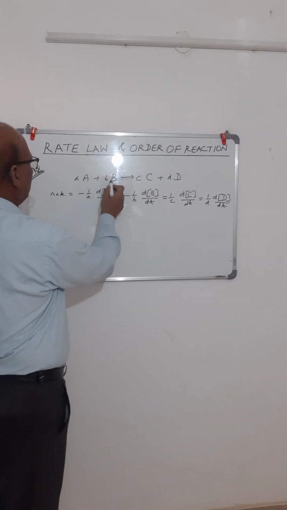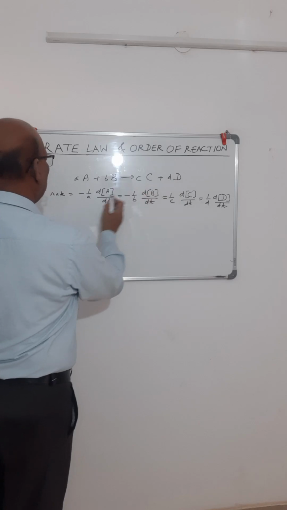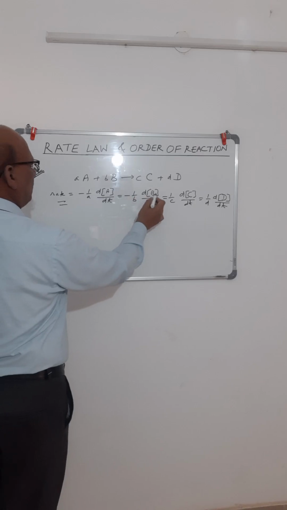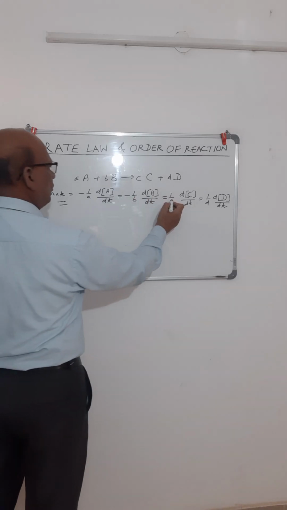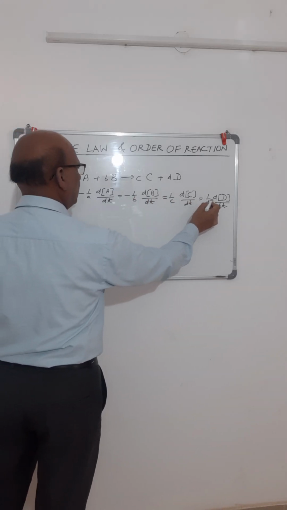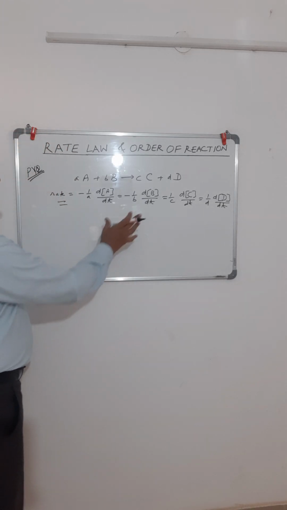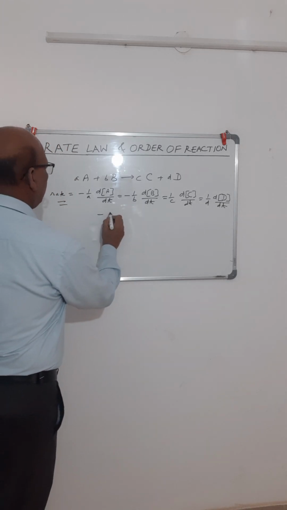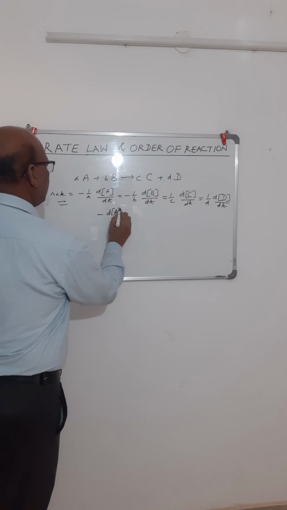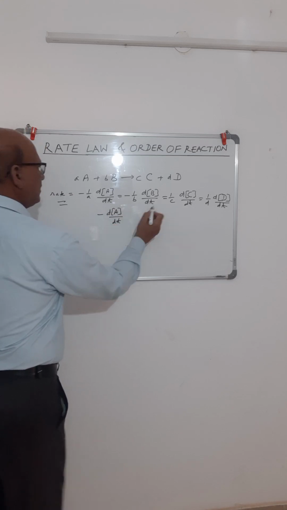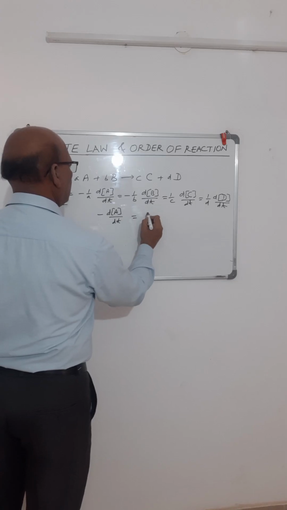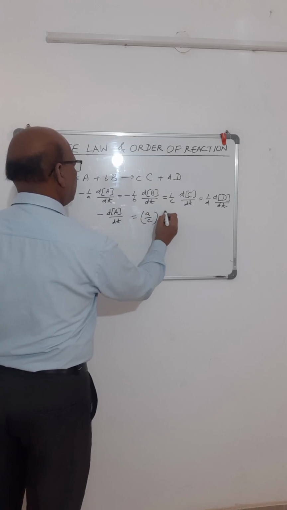सपोज एक रिएक्शन दी है aA + bB = cC + dD, तो इसका रेट ऑफ रिएक्शन इज रिटन एज like this. So minus 1 upon a dA by dt equal to minus 1 upon b dB by dt equal to 1 upon c dC by dt equal to 1 upon d dD by dt. एक्चुअली ये जो रेट है ये बेसिकली दिखाता है द रिलेशन बिटवीन रेट ऑफ डिसअपीयरेंस ऑफ रिएक्टेंट्स एंड say रेट ऑफ अपीयरेंस ऑफ प्रोडक्ट say dC by dt.